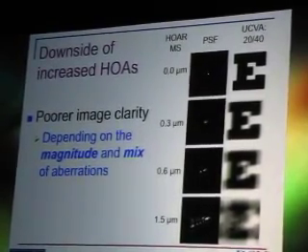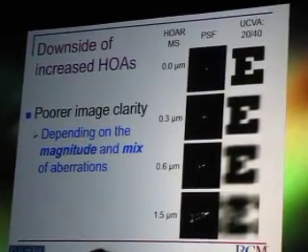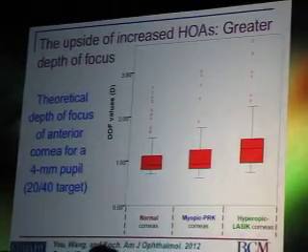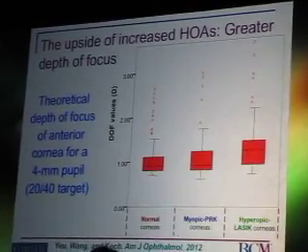Now the downside, of course, of higher order aberrations being increased is the potential to reduce image quality. And I say potential because it depends very much upon the mix and the magnitude of the various aberrations. On the other hand, there is an upside, and that is greater depth of focus.